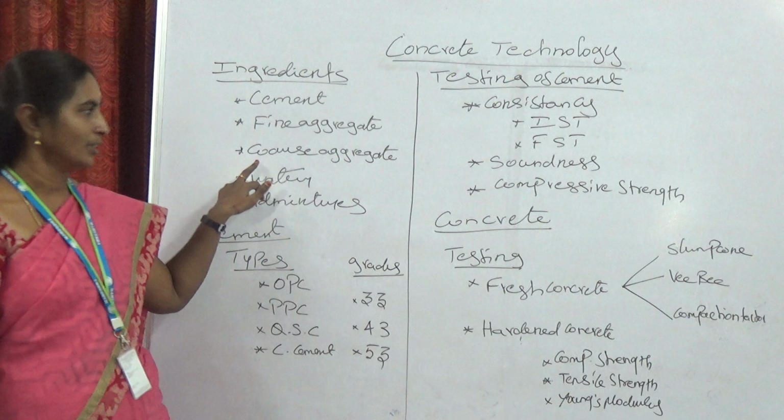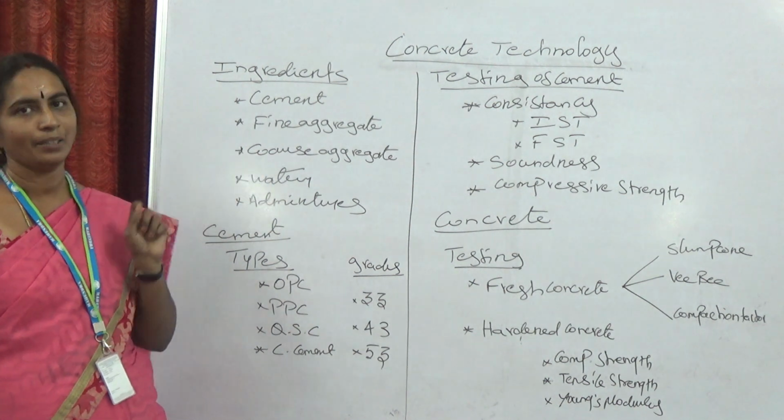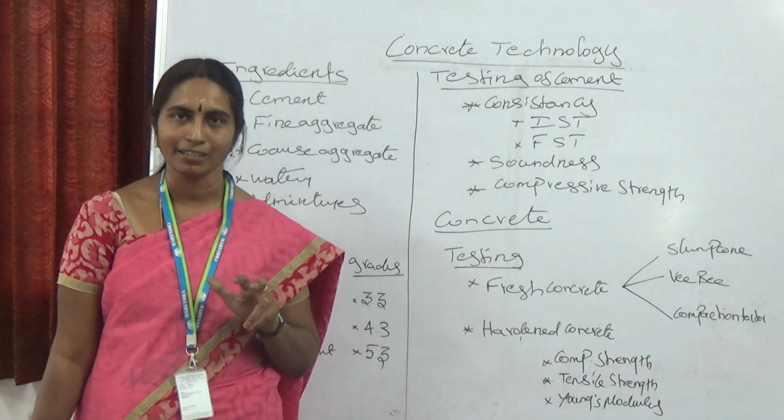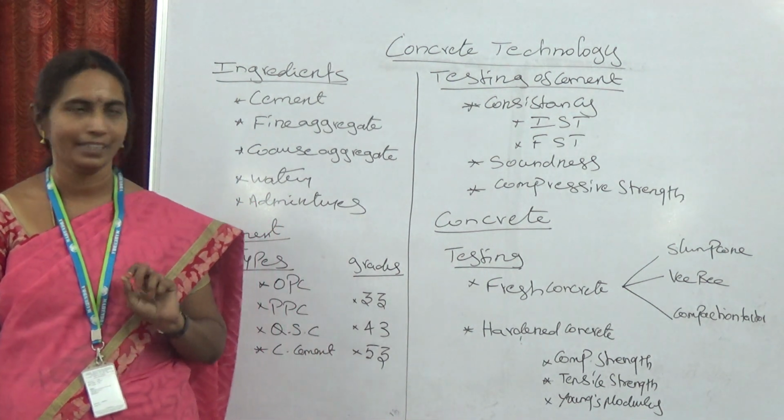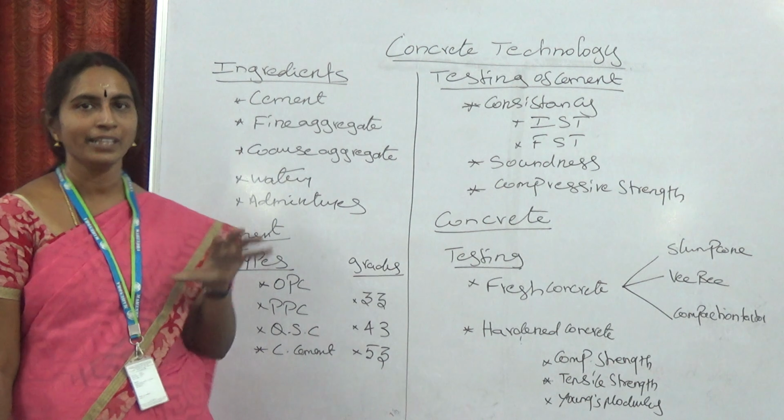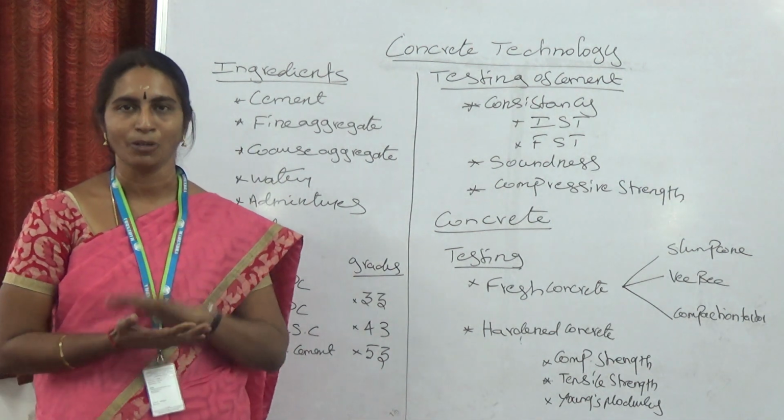The next one is the coarse aggregate. Coarse aggregate is generally the metals or gravel. That gravel or metal's technical name is coarse aggregate. Coarse aggregate occupies 70% of the volume of the concrete.